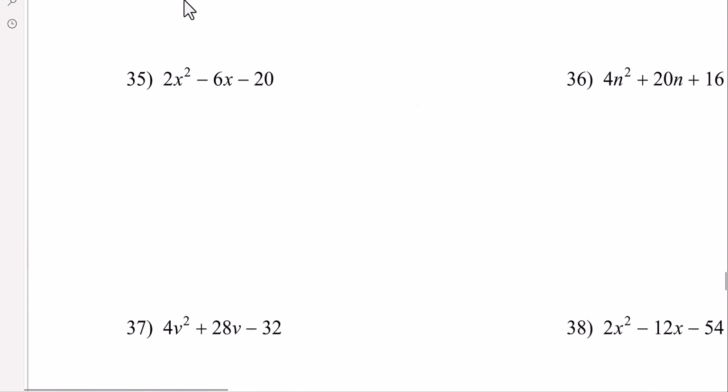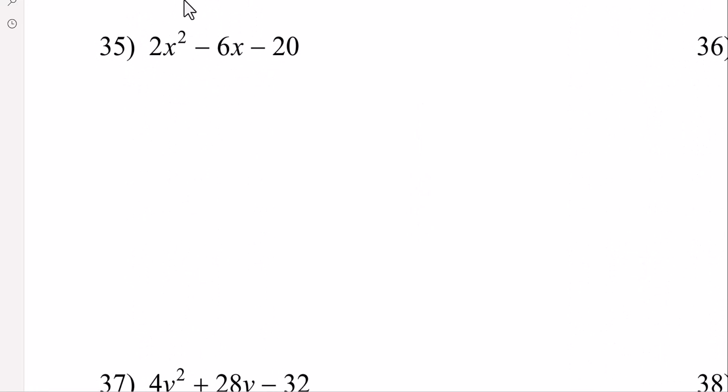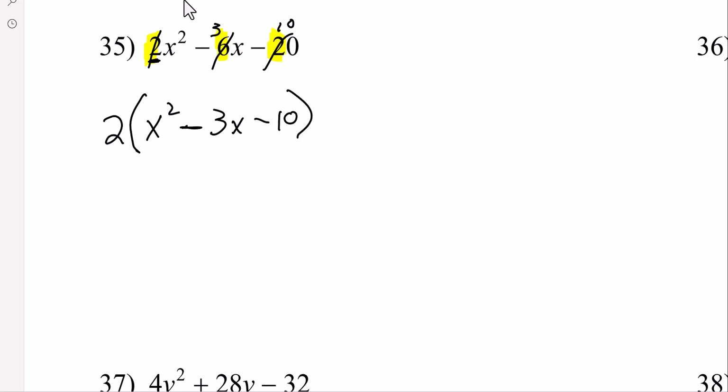Now, when we come down here, when you have a lead coefficient, normally, so far we've just been doing it with the invisible 1. When the lead coefficient is not 1, the first thing you want to do is ask, does 2 go into all 3 of those coefficients? And it does. So we're going to factor out a 2. 2 divide 2, the 2 cancels. 6 divide 2, the 6 cancels, and now you have 3x. 20 divide 2 leaves subtract 10. And that's how that one factors.